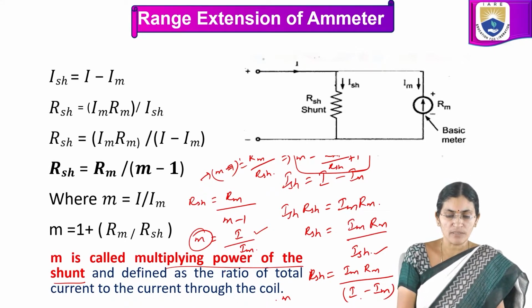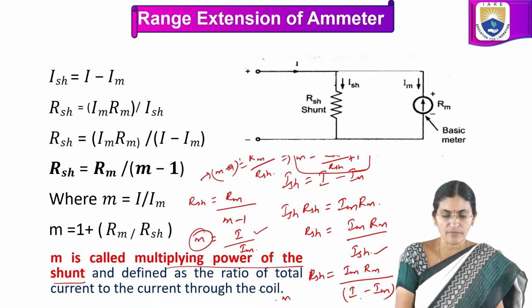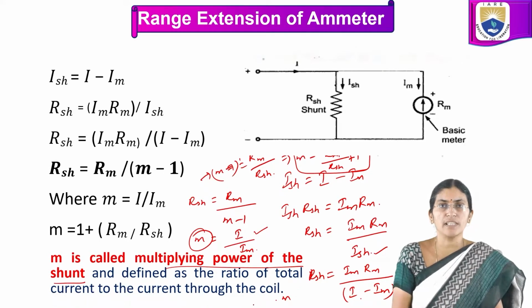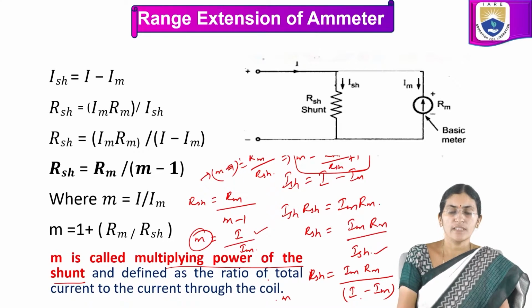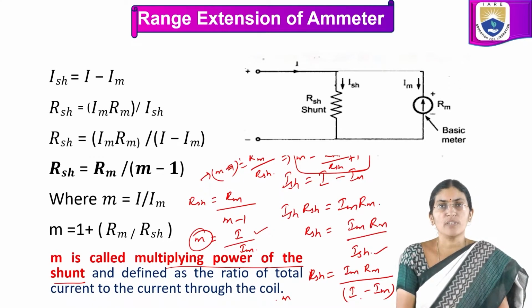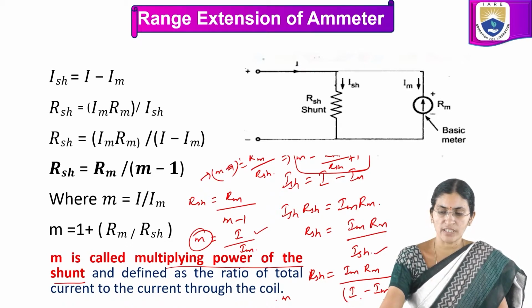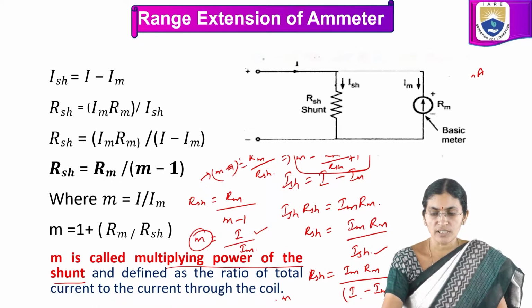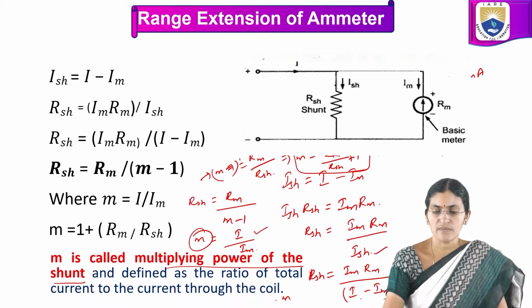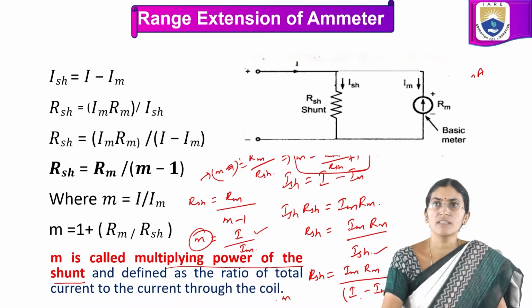So m is called the multiplying factor of the shunt, and it is defined as the ratio of total current to the current through the coil. In this way, we can extend the range of PMMC instrument. Initially, PMMC instrument can be used for measuring currents up to 20 milliamperes. With this arrangement, by using shunt, which is a low resistance value connected in parallel with the meter, we can extend its range up to 50 amperes.